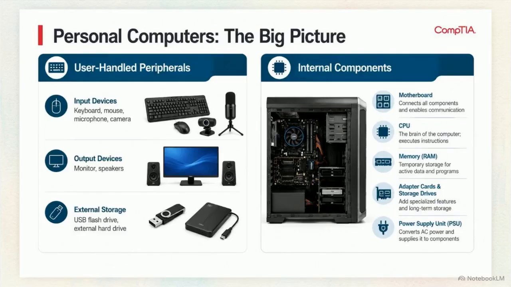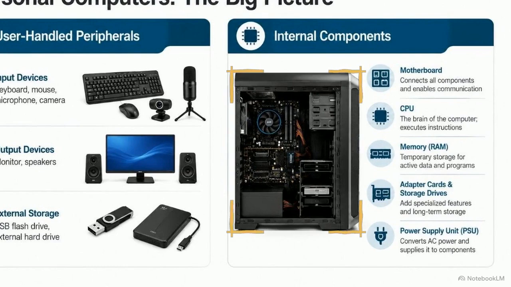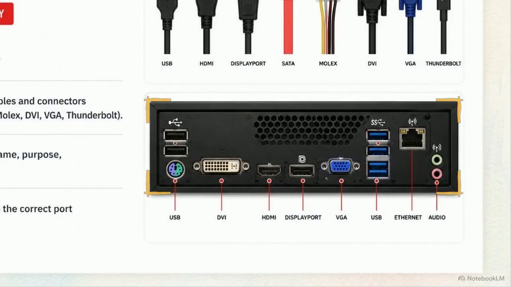We break the ecosystem down into a simple taxonomy. On one side, internal components housed inside the case: CPU, memory modules, and storage drives. On the other, user-handled peripherals: monitors, keyboards, and external drives that interact with the environment. The point where these two worlds meet is the rear I/O panel. This is the physical junction point, packed with a diverse variety of interface shapes.